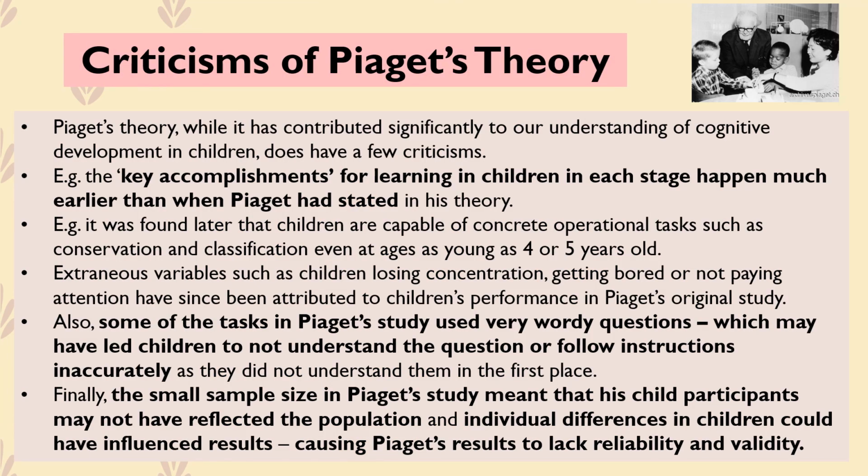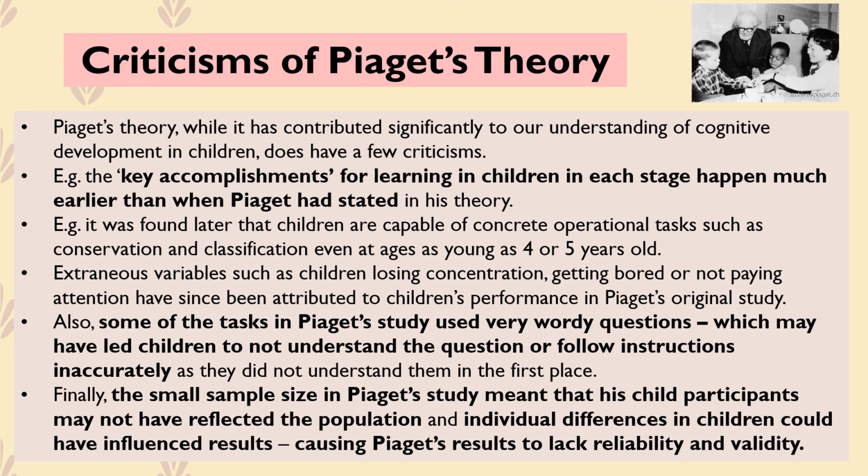And the last slide is the criticisms of Piaget's theory. So while Piaget's theory did teach us a lot about the way in which people cognitively develop through age, and at different stages of the lifespan, and he did tell us about the key accomplishments that people can actually show in each of those stages, there are some limitations or disadvantages or criticisms of his theory.